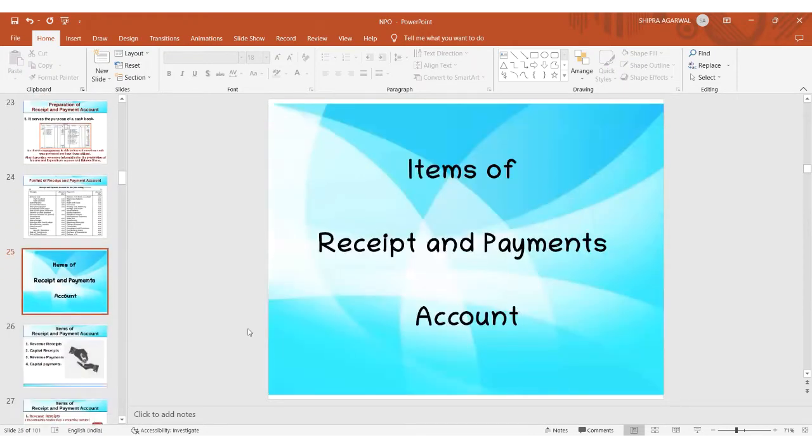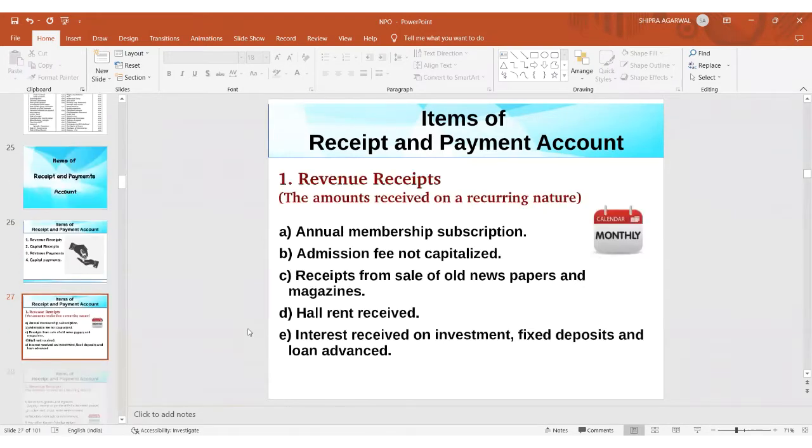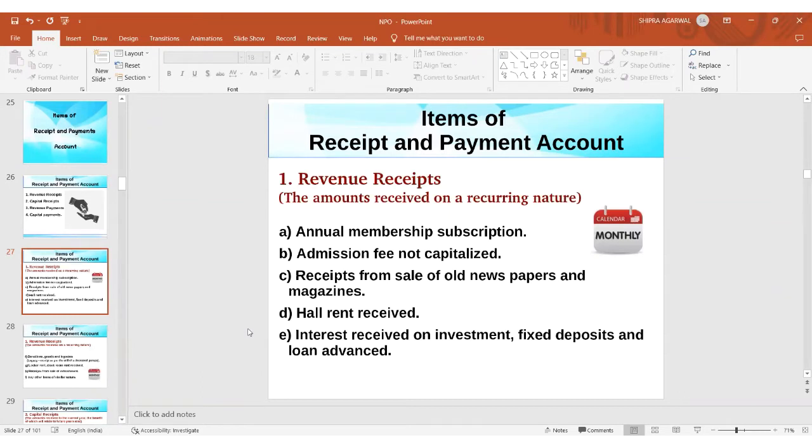Now, moving on to the respective items of the receipts and payments account. As I told you, all the receipts, whether capital or revenue, can be written here. Similarly, all the payments, whether capital or revenue, will be written over here. Now, when I talk about revenue receipts, first of all, it means the amounts that are received on a recurring nature.